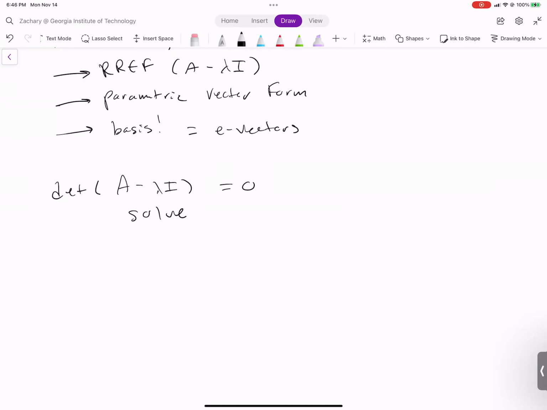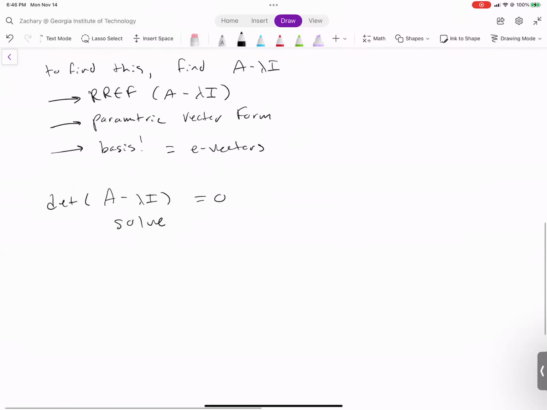It's not anything more crazy than what we've already been seeing. So, any questions about finding eigenvalues or finding eigenvectors?